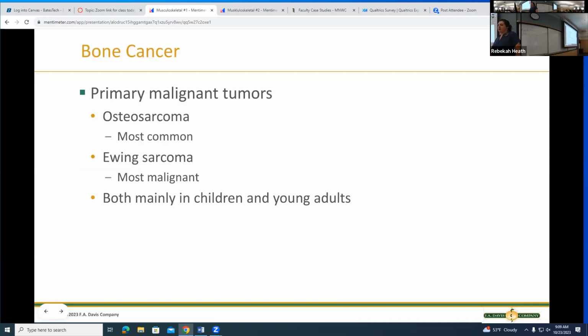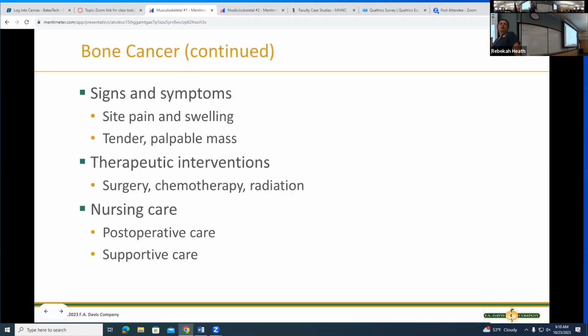Bone cancer. So bone or sarcoma cancer. That's the most common that you might see. Usually it's in younger adults and kids. That's where we would see bone cancers more, but you might see it in older adults. Same thing as like a bone infection. You might see swelling, pain, deformity, and you're just kind of looking to see what's the cause. Sometimes they do surgery, chemo, radiation.